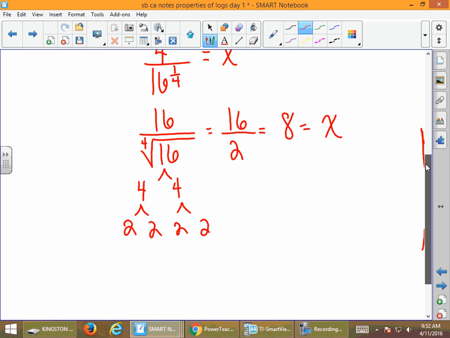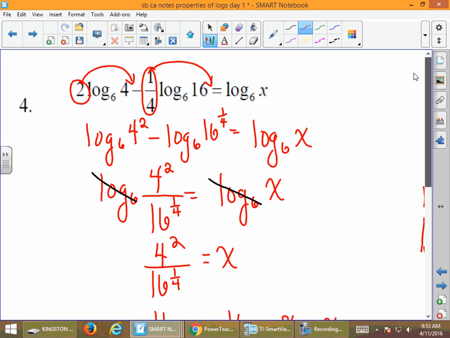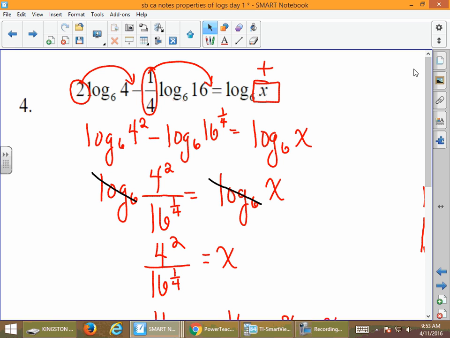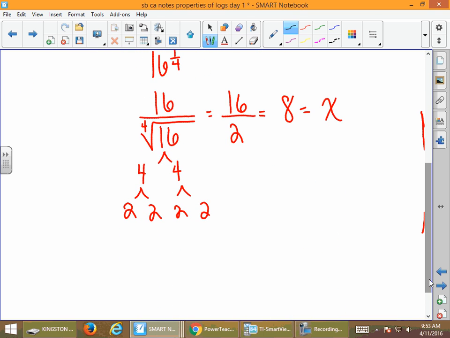And the only remaining question is, is that solution extraneous? We always want to at least go back and glance. So we go back to the beginning here. 4 is positive, 16 is positive. When we put 8 in there, is that a positive value? Yes. So no extraneous solutions yet. But it's coming. Because of course it is.